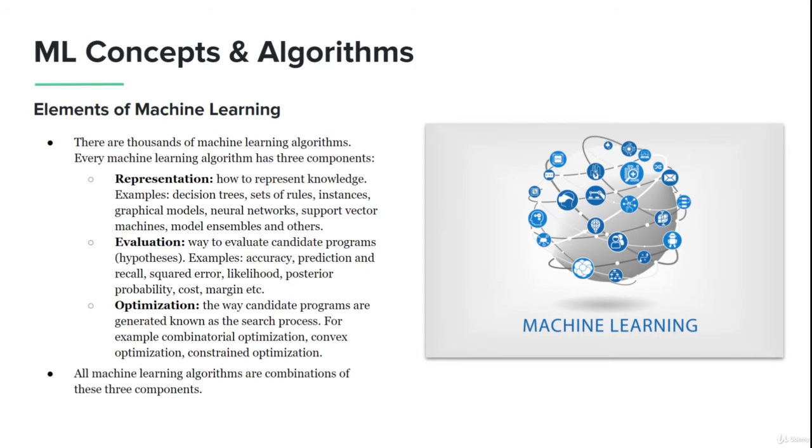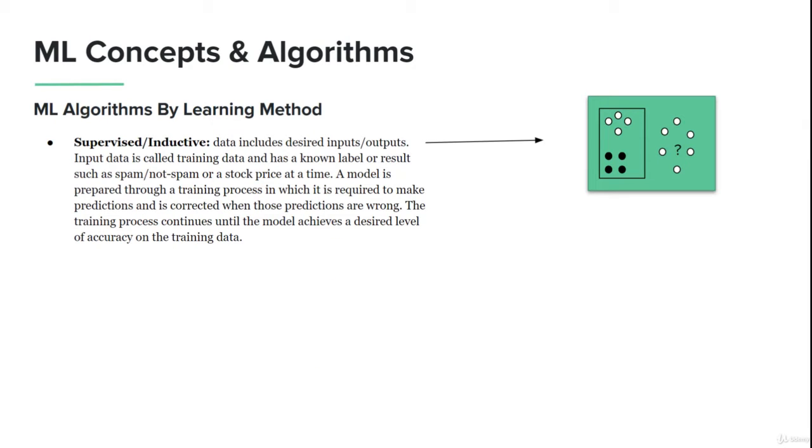All machine learning algorithms are a combination of these three components. Just like I mentioned, you're always going to see this, and we're going to walk through this in this course numerous times when we're working with different data sets and finding the key insights. We're going to be using these three elements. And then machine learning algorithms by learning method.